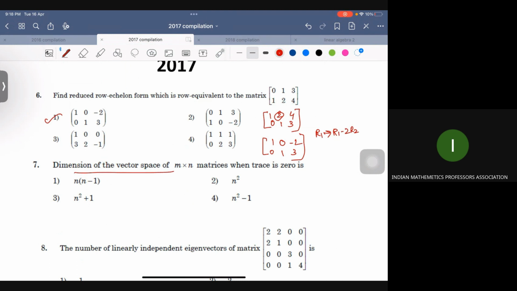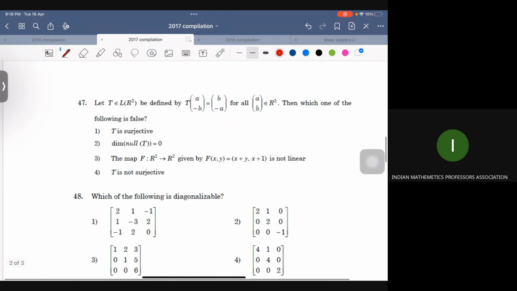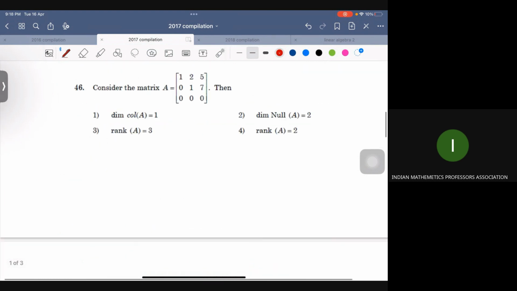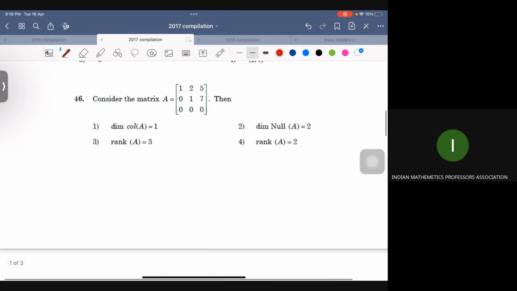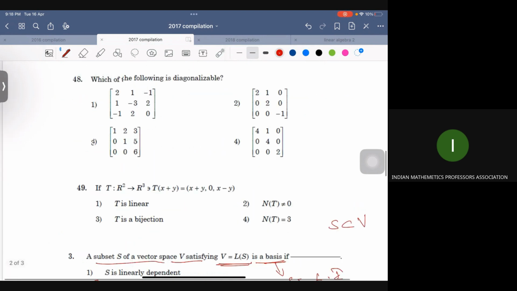Here the dimension of the vector space of n by n matrices with trace 0 is n square minus 1. This is the correct option. Here the number of non-zero rows is 2, so the rank of A is 2.